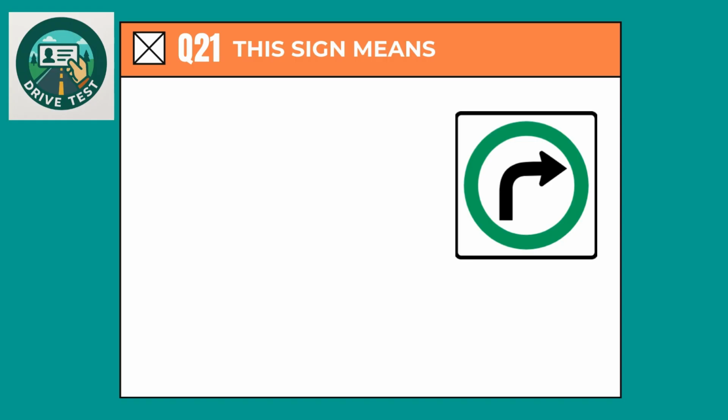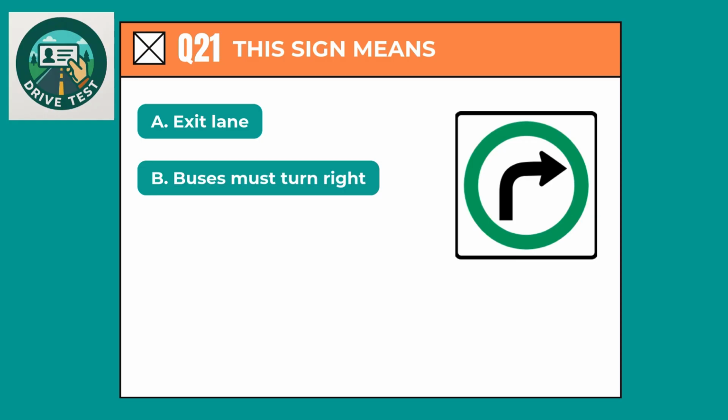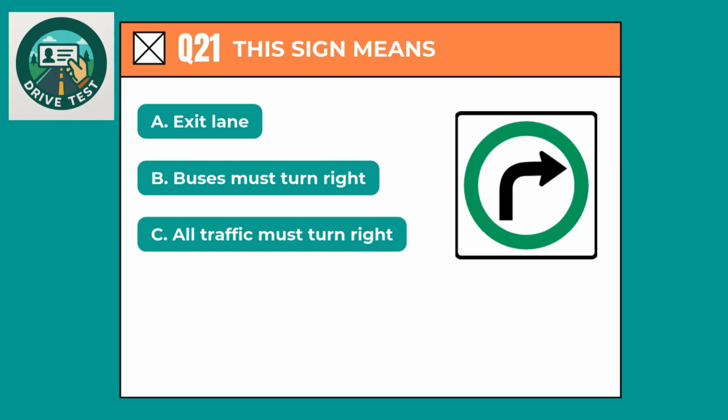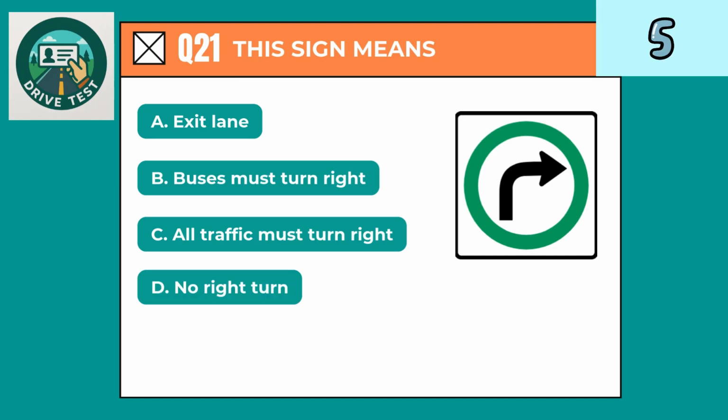Question 21. This sign means A. Exit lane. B. Buses must turn right. C. All traffic must turn right. D. No right turn. The correct answer is C. All traffic must turn right.